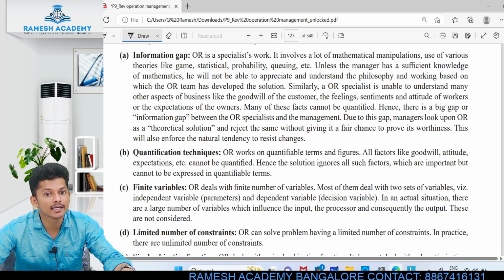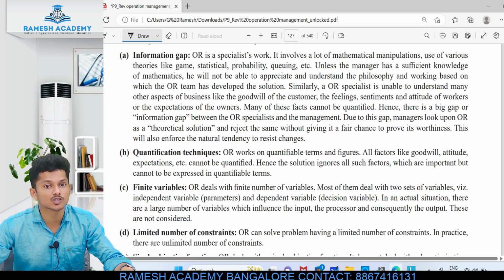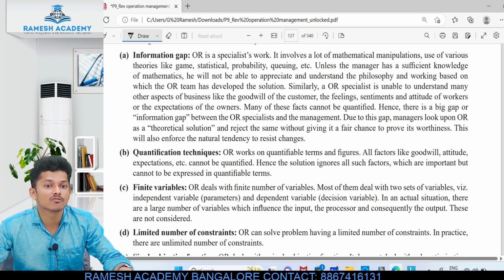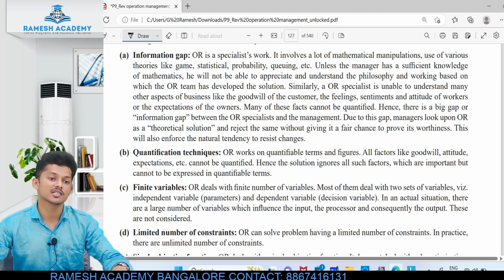Due to this gap, managers look upon OR as a theoretical solution and reject the same without giving it a fair chance to prove its worthiness. So this will also enforce the natural tendency to resist changes.